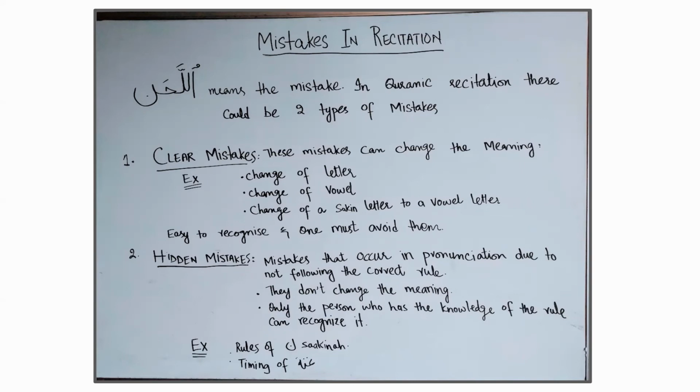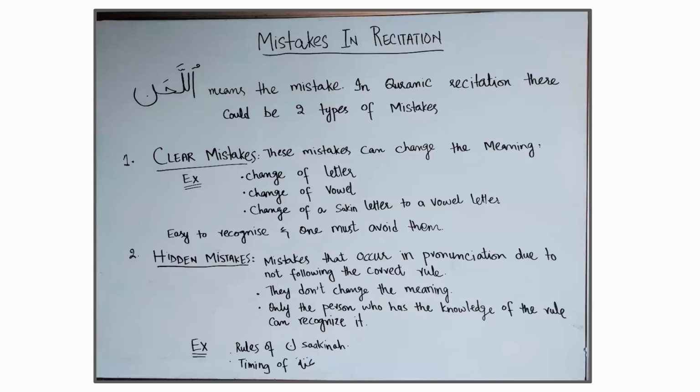And when it comes to the recitation of the Quran, there are two types of mistakes in the recitation. The first one is lahnul jali, an obvious or clear mistake. These are the mistakes that affect the structure of the word. It is clearly heard and they are very easy to recognize. And these mistakes can change the meaning of the word. For example, changing the letter seen with sad, or changing the vowel or tashkil from fatha to dhamma, or if the letter is sakin and we are putting a vowel over it. So all these changes are considered clear mistakes or obvious mistakes, and one must avoid this kind of mistakes to the best of his or her ability.